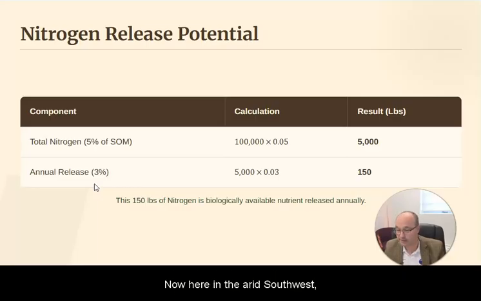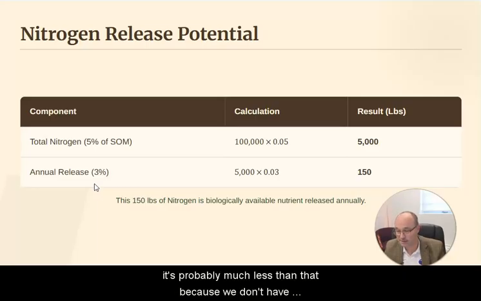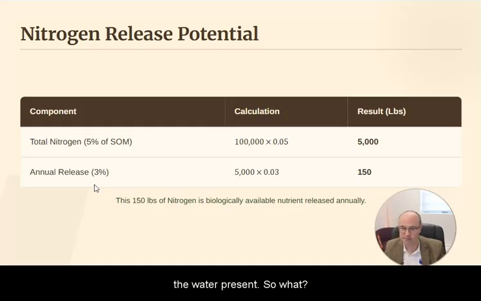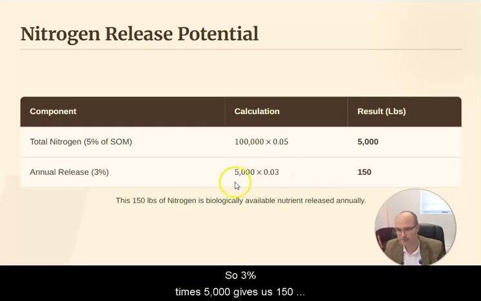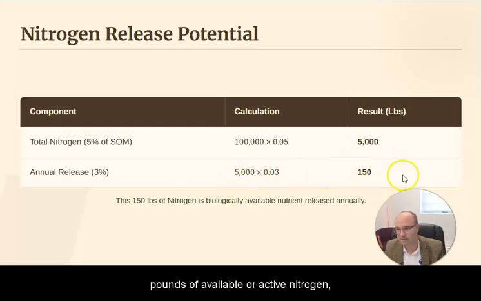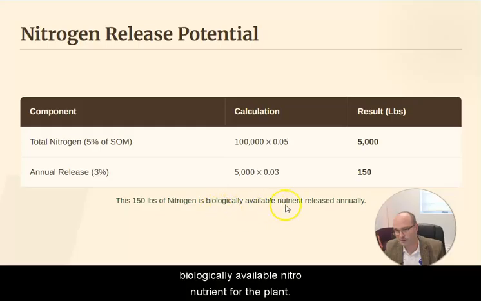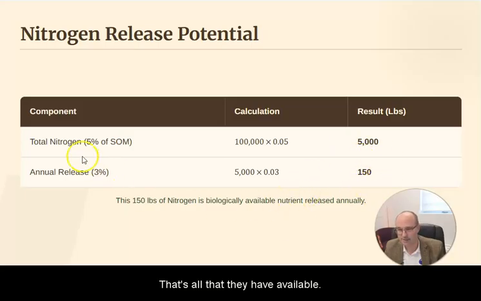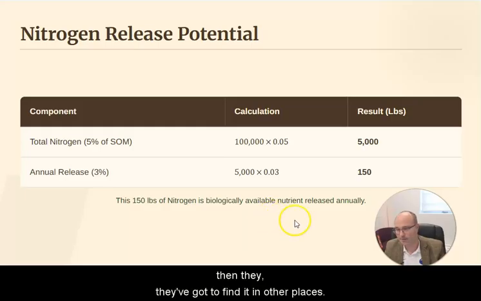Now here in the arid Southwest, it's probably much less than that because we don't have the water present. But let's just say on average it's about 3%. So 3% times 5,000 gives us 150 pounds of available or active nitrogen, a biologically available nutrient for the plant. That's all they have available. And if they use that up, and they do, then they've got to find it in other places.